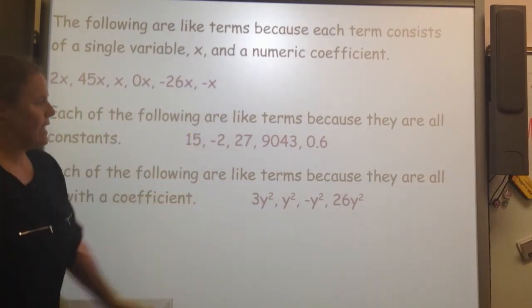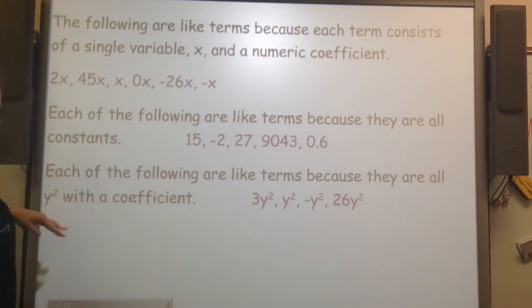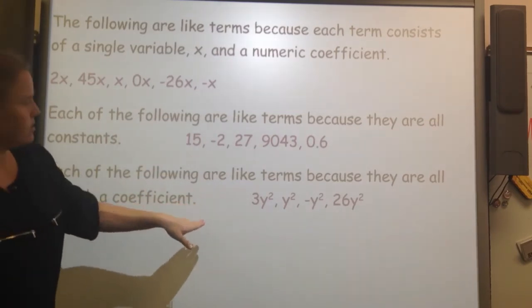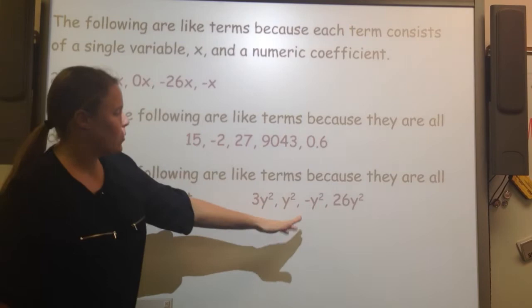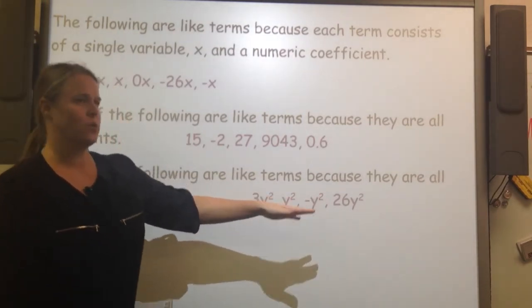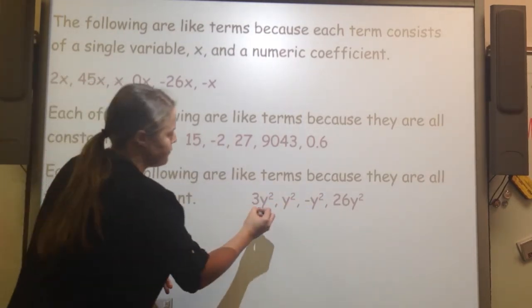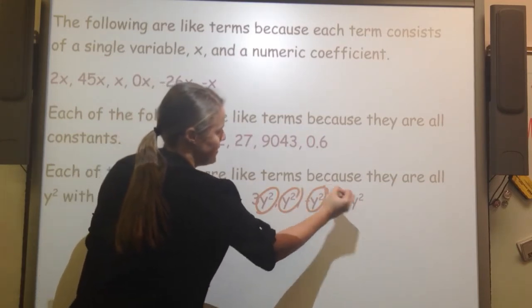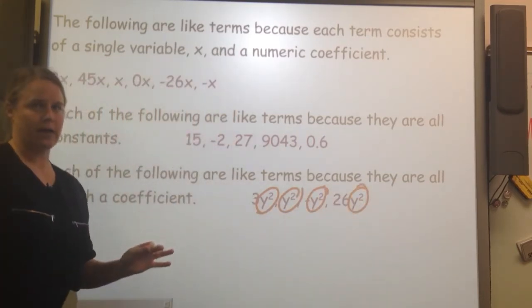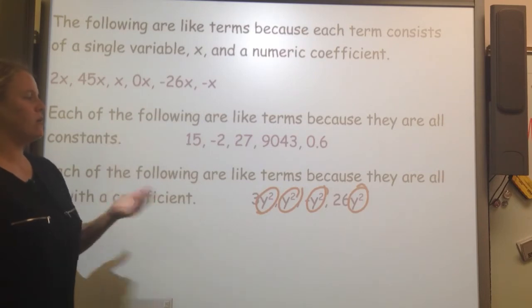Each of these are like terms because they're all y squared with a coefficient. So we have 3y squared, y squared, negative y squared, 26y squared. So again, they all have y squared. That's the key. Y squared. And because they all have y squared, they are like terms.